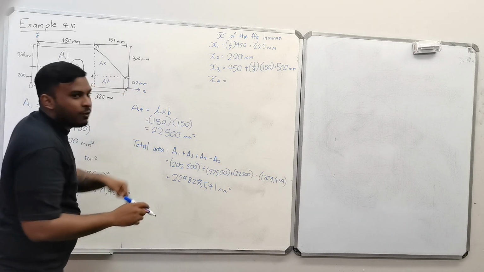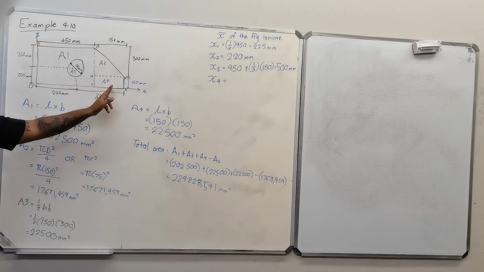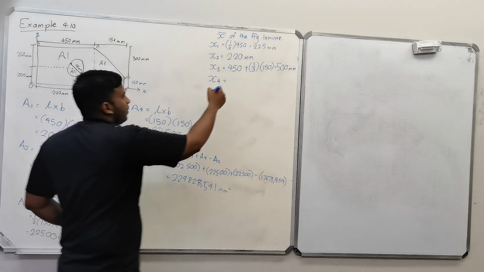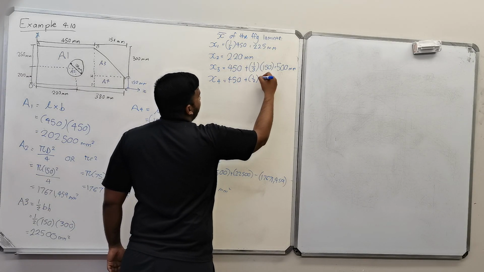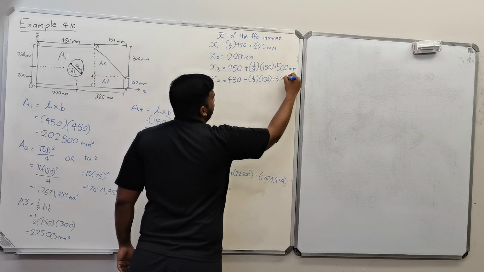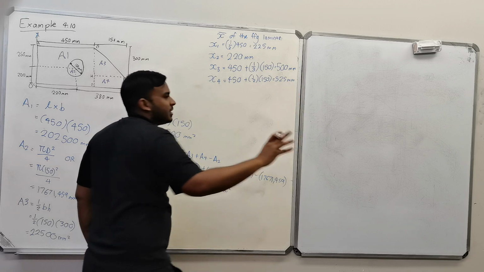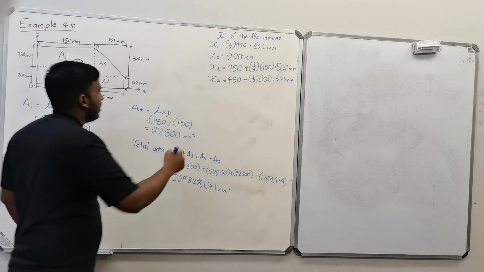Okay, so for x4, which is for the rectangle, how would you do that? So half length plus 450. So it will be half of 150, or 450 plus half of 150. So this would be 450 plus 75, half of 150, which would be 525 millimeters. Are we all okay with that? Okay, let's do it for y.